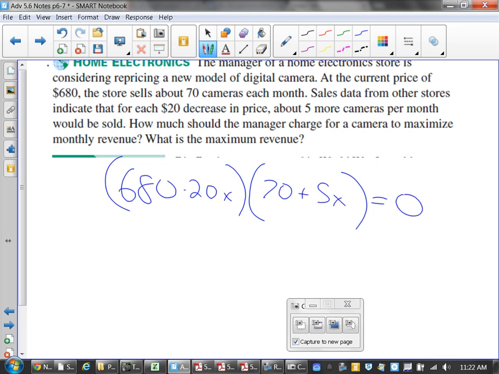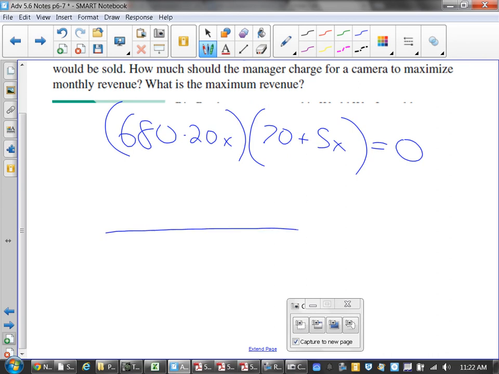Okay? When I do that, I can do one of two things. I can go right to my calculator, start messing around looking for the window, or get the zeros right away, and build out. If I get my zeros, I have 680, it's going to equal 20x, so I'm going to get 34. And the other one is negative, is it 14?